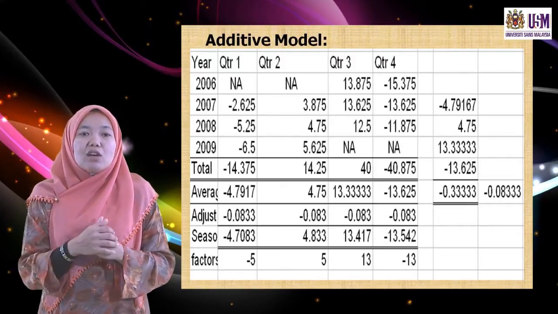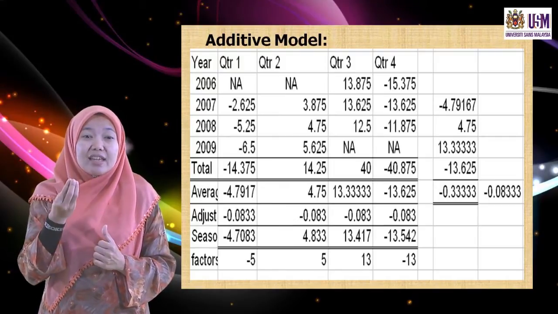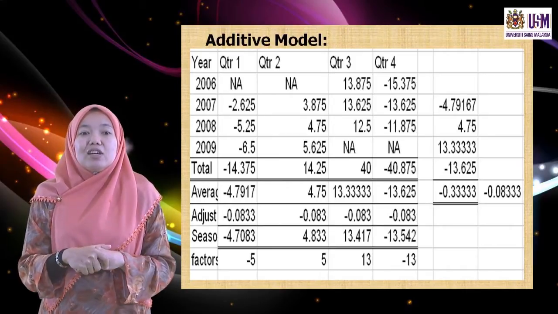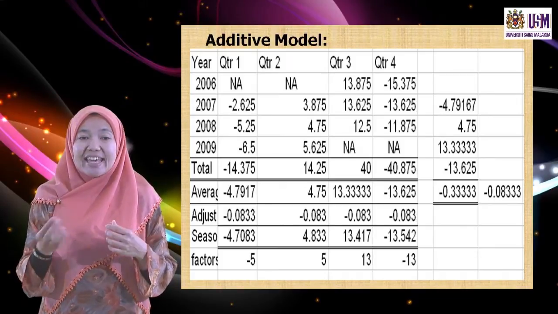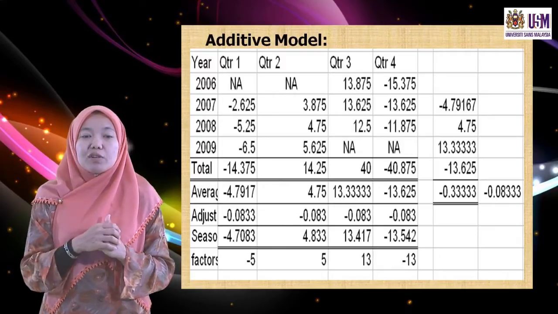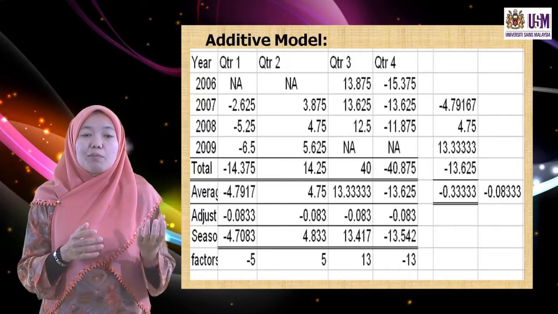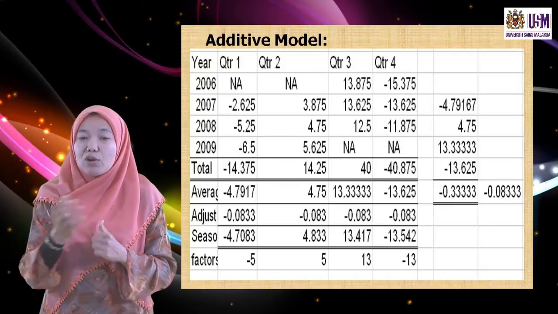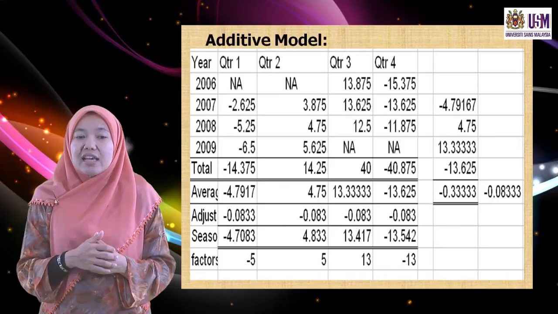So in this case, you have the average of quarter one, negative 4.79, and then you have this adjustment value of negative 0.08. So you take your average, you minus, because minus minus 0.08 becomes positive, so you end up with your seasonal value of negative 4.70. You do the same thing for the second, the third and the fourth quarter. So that is the adjusted seasonal factors.